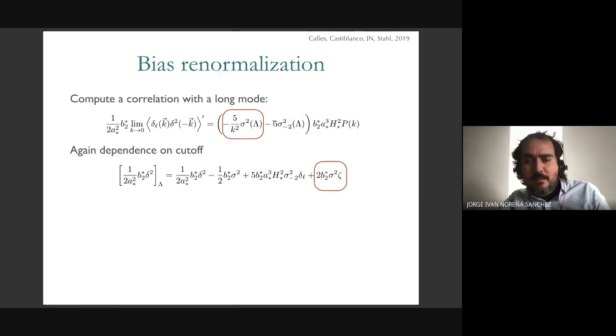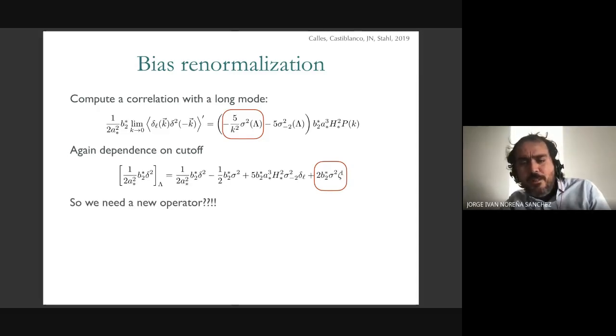With some integrals, I'm just giving them names. The sigma minus 2 is just some integral. And again, I have a dependence on the cutoff. So I have to renormalize. My actual operator is this one. But this term highlighted in red looks a bit problematic because it goes like 1 over k squared. So when I consider it as an operator in my bias expansion, it's an operator proportional to the metric fluctuation, which is the kind of operator that you have to include, for example, if you have primordial non-Gaussianity.